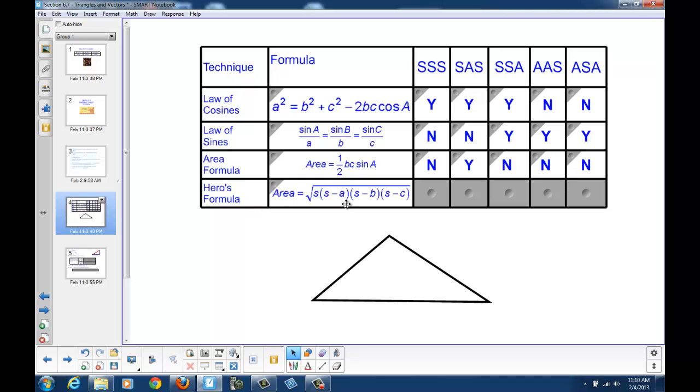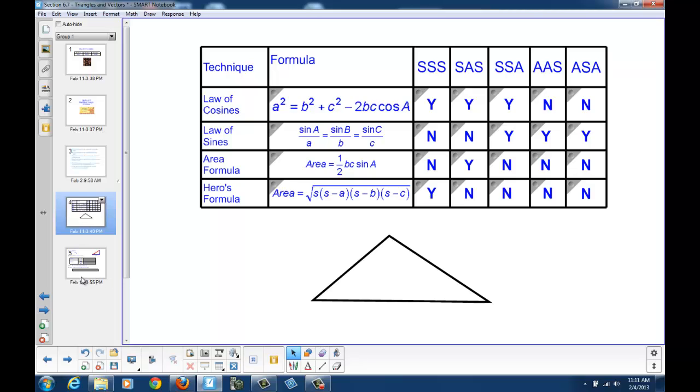This formula is specifically designed to work solely with the sides of the triangle, so the SSS situation. All these other situations, which involve angles, won't work until we've solved for the three sides, so our initial attempts would be fruitless.